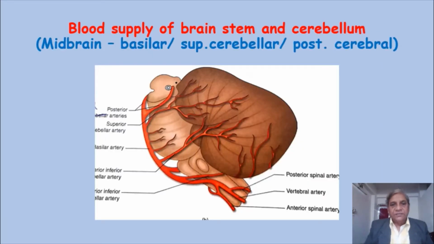Now, this diagram shows you the midbrain, pons and medulla, and posterior to the pons and medulla is the cerebellum. You can see the blood vessels supplying them. This is the basilar artery which lies in front of the pons in the basilar groove. It is formed by the union of the right and left vertebral arteries at the lower margin of the pons, and near the upper margin of the pons the basilar artery divides into two terminal branches, the posterior cerebral arteries.